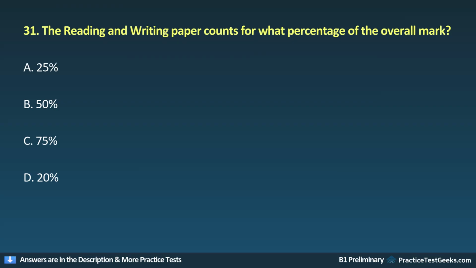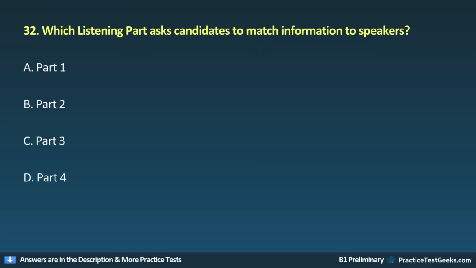31. The reading and writing paper counts for what percentage of the overall mark? A. 25%. B. 50%. C. 75%. D. 20%.